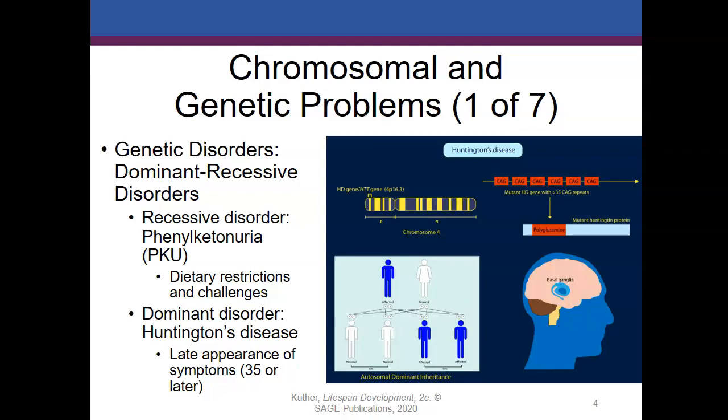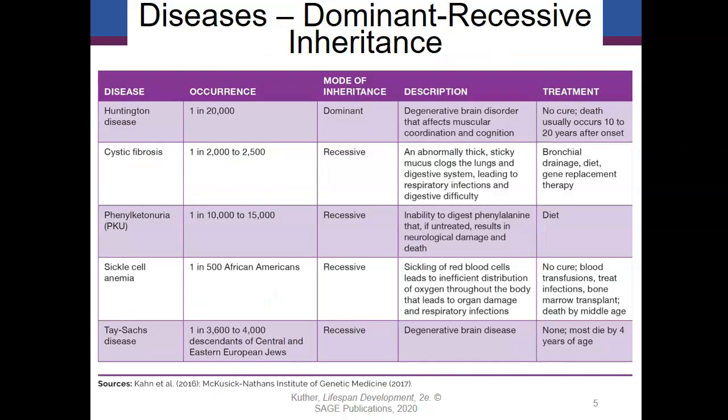On the other hand, disorders carried by dominant alleles, such as Huntington's disease, are expressed when the individual has just a single allele. Unlike most dominant disorders, Huntington's disease emerges later in life, at age 35 or later. Dominant inheritance of disorders typically results in death before the individual can reproduce and pass the disorder on to children. This table, which is also in your book, Table 2.3, summarizes diseases that are inherited through the dominant recessive inheritance pattern.